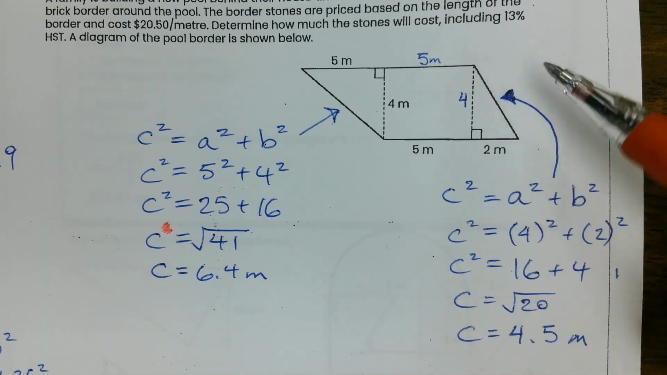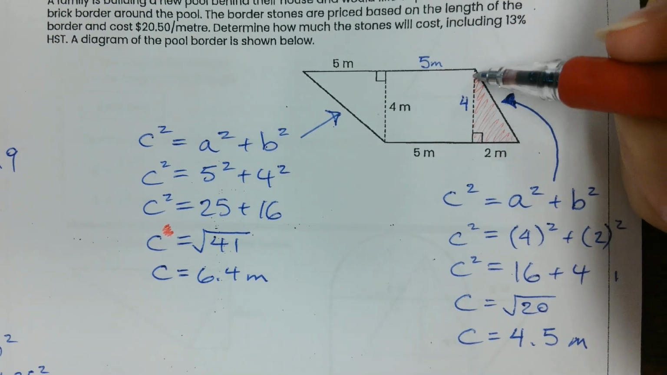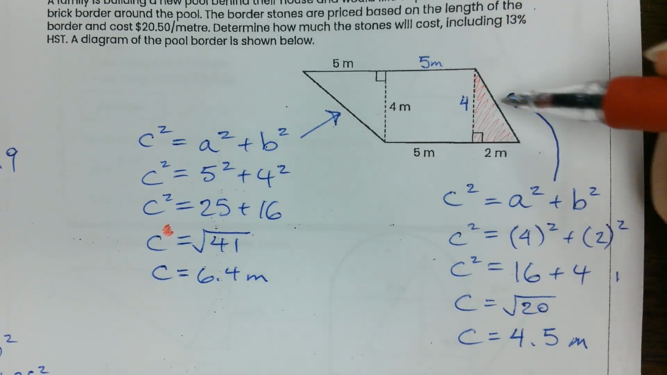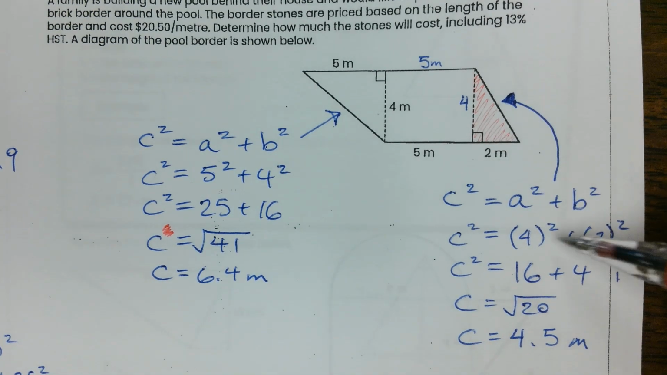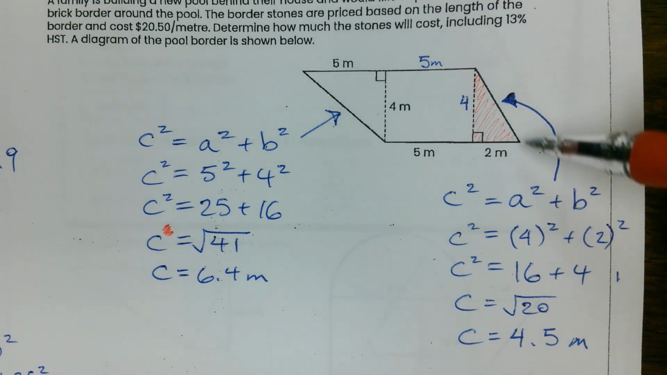Same thing on this side. If I look at just this triangle right here, the length of this is also 4 because this is 4. That means this is also 4. So 4 and 2, and when you square root it, you get the 4.5 as the hypotenuse.